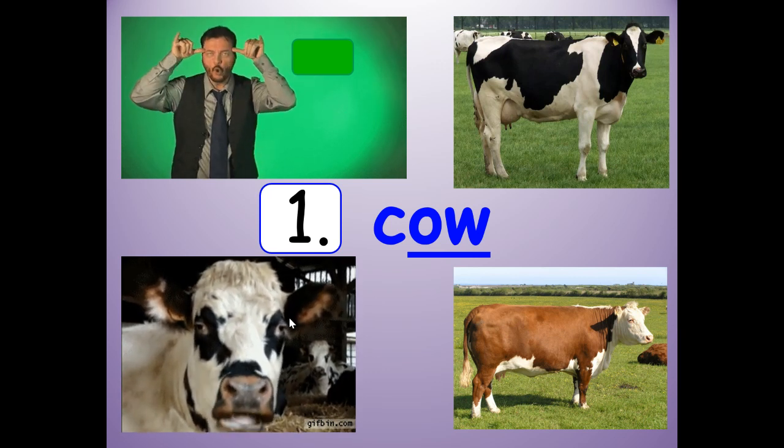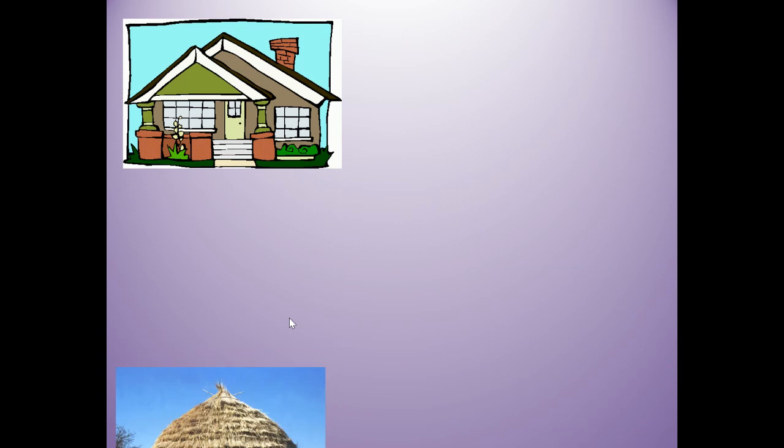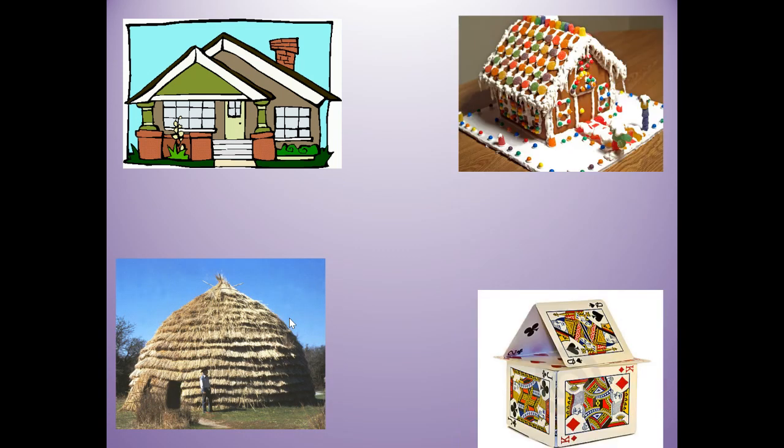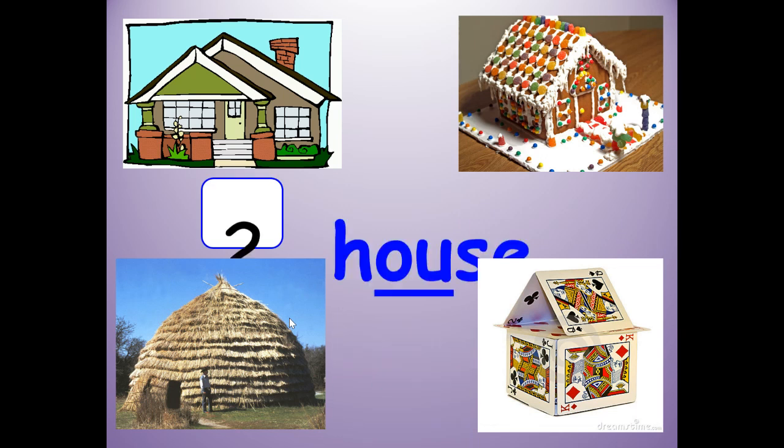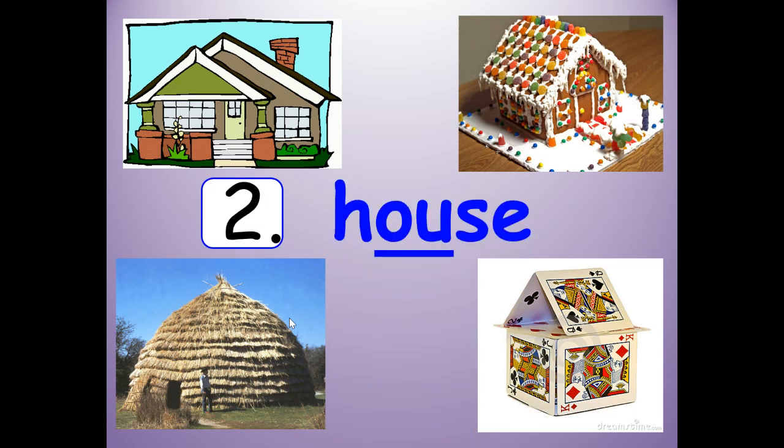Cow, C-O-W. Number 2, see if you can guess what it is. Number 2 is house, H-O-U-S-E, house. O-U says ow in house. Underline the OU to remind you that OU says ow in house.